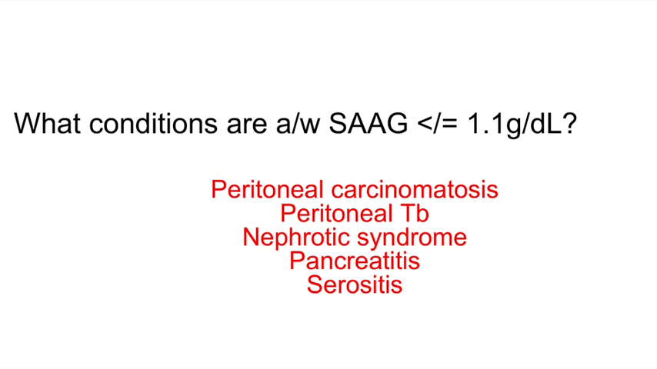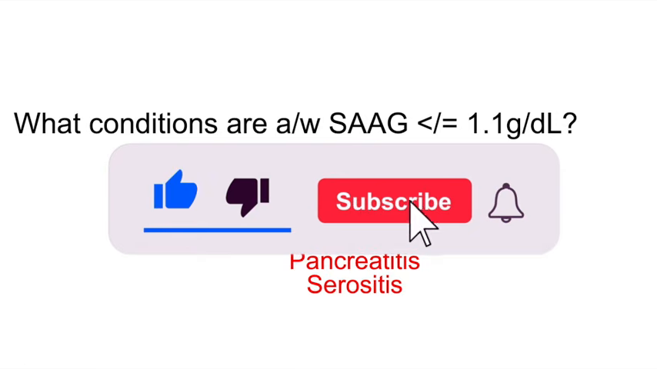So it's very important that you can name or think of these conditions when you have to calculate a SAAG. So if it's less than 1.1, think of these conditions listed on the screen. However, if it's greater than 1.1, you want to think of CHF, cirrhosis, and alcoholic hepatitis.